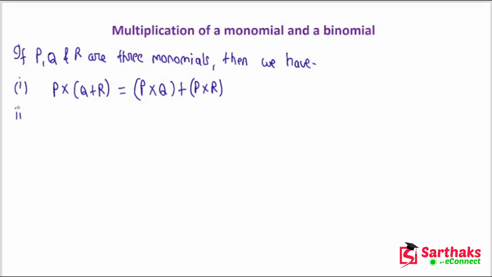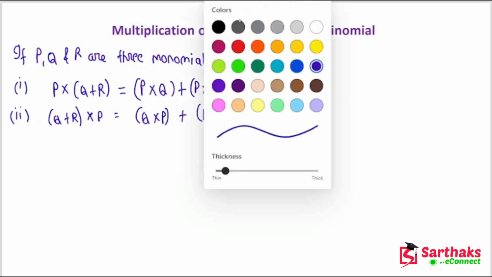Similarly, if you use the commutative property, then it would be like this. If you multiply Q plus R into P, that is, you multiply a binomial to a monomial, then also we will use the distributive property. First of all, Q will be multiplied by P and the result would be added to R multiplied by P. So you can very well see that these are nothing but the distributive properties we have already studied.